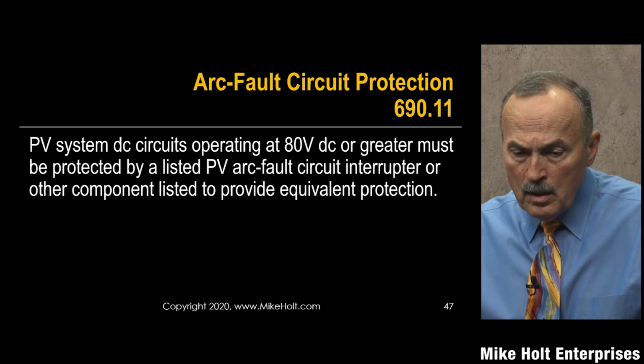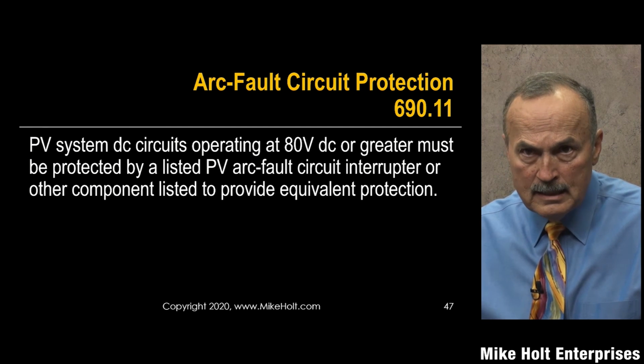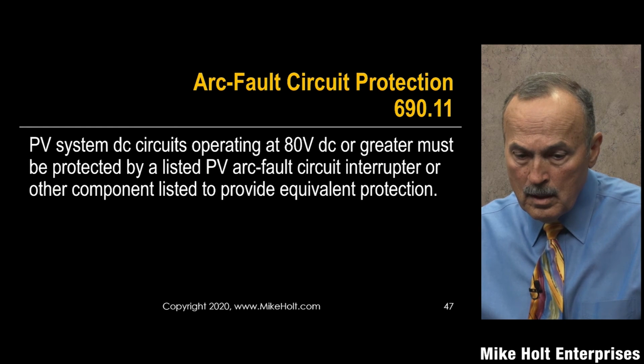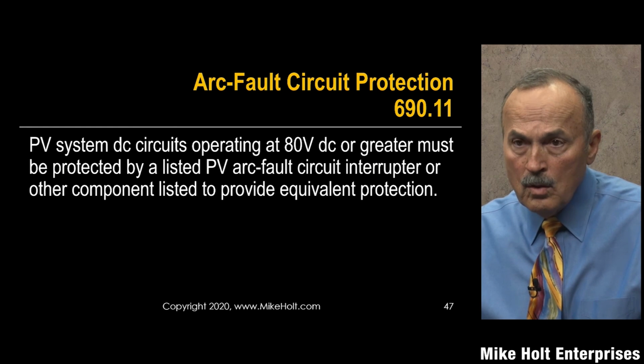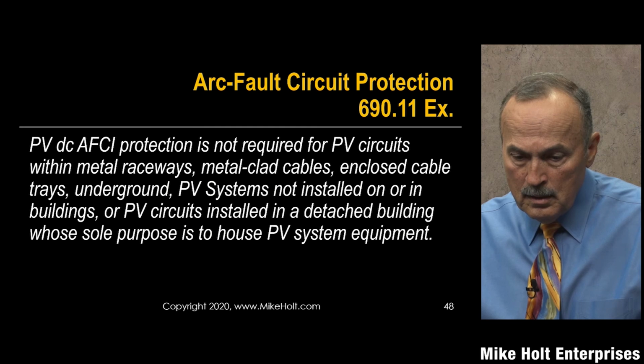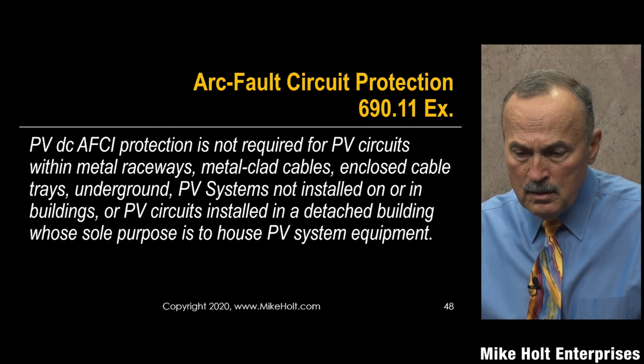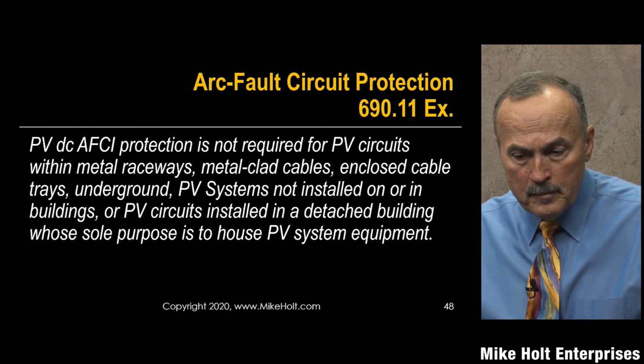If they're over 80 volts. Let me go back to this rule. In 690.11, PV DC circuit conductors operating at 80 volts or greater must be protected by listed arc fault protection. We talked about that being part of the equipment listing. But an individual module is not going to be over 80 volts. Right. No, this is talking about circuits operating over 80 volts, not modules. That's right. And then the exception is only for output circuits.